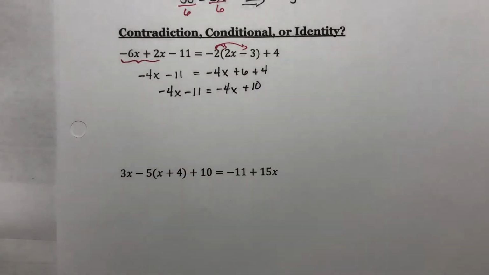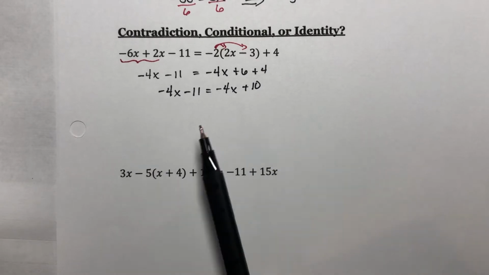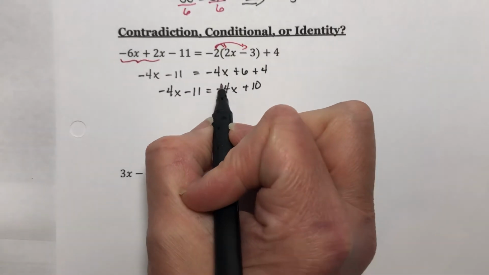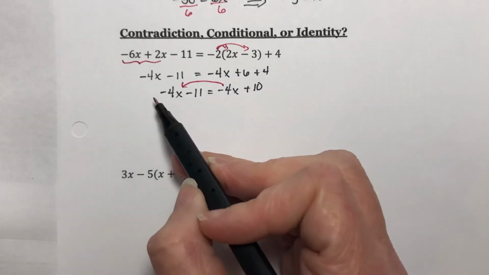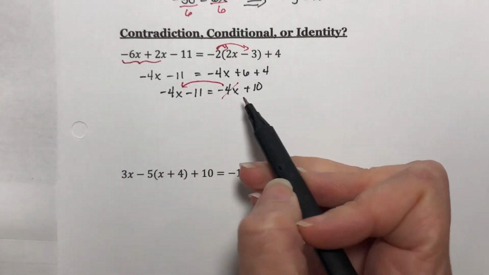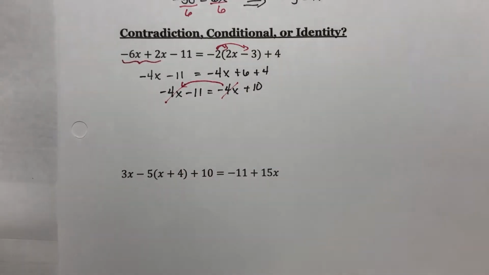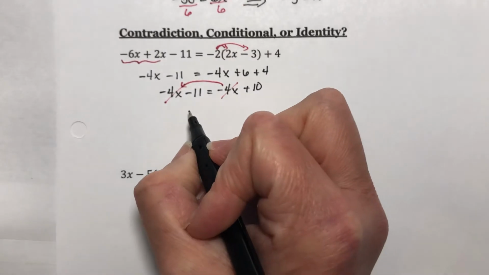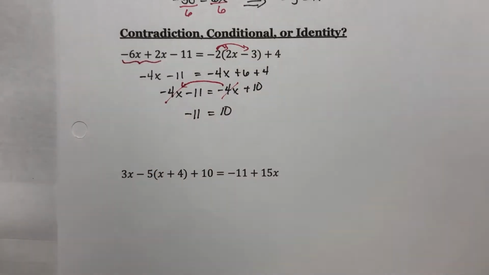10. Now you might see at this point that you have something a little bit weird, you might not. So I'm going to keep going a step. What I would need to do to solve this is move my x's to the same side. So let's say I'm moving this one over here. I need to add 4x to both sides, and it cancels out here, and that's what I want, but it also cancels out over here. So what I end up with is negative 11 is equal to 10.